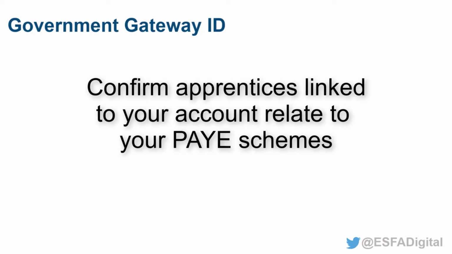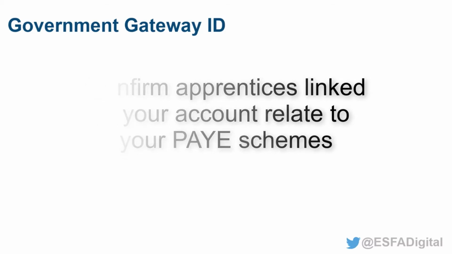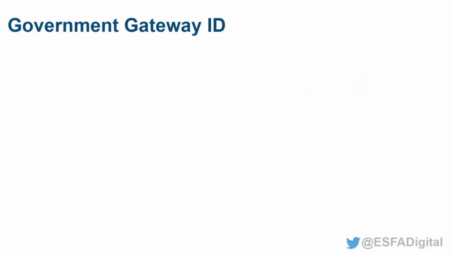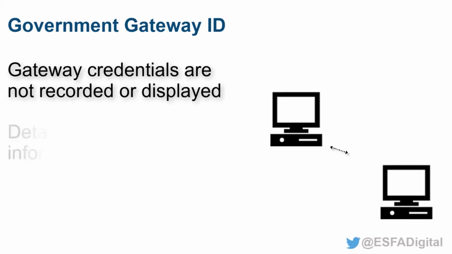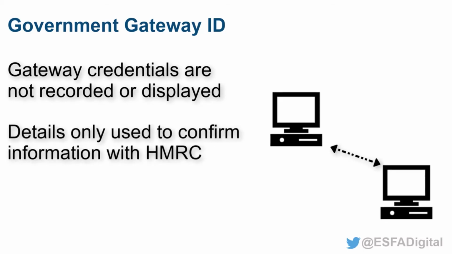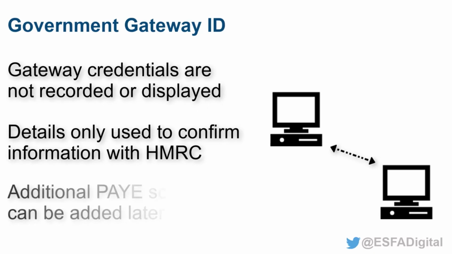As the Gateway ID allows access to sensitive information, it's important you understand that we do not record your Gateway credentials and will not display any payroll details. We only use this information so the apprenticeship service can interact with HMRC systems to check that we have the right information for each account.